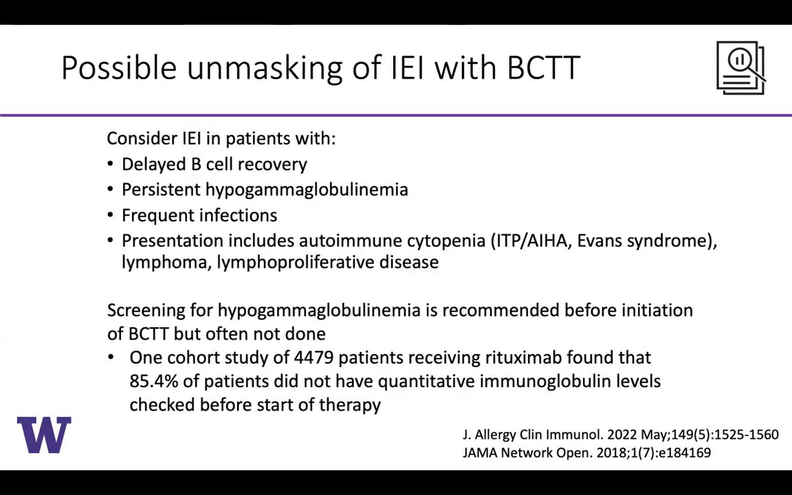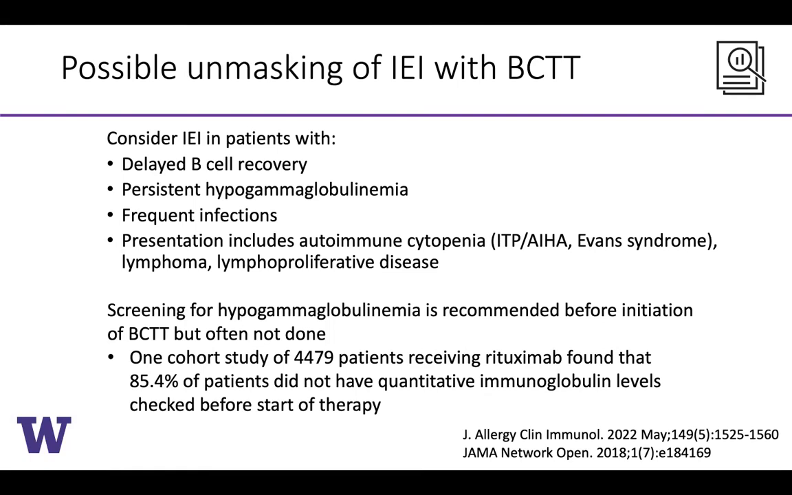Just another consideration: sometimes treatment for these various conditions can unmask an inborn error of immunity, and so that will be something to consider in patients who have truly delayed B-cell recovery. Again, the definition of that will depend on what they have. Persistent hypogammaglobulinemia, perhaps more infections, and also other conditions that can be associated with inborn errors of immunity, like autoimmune cytopenias or lymphoproliferative disease.